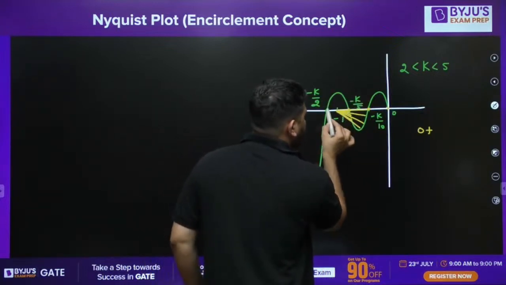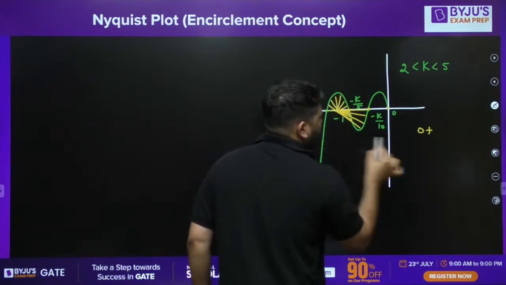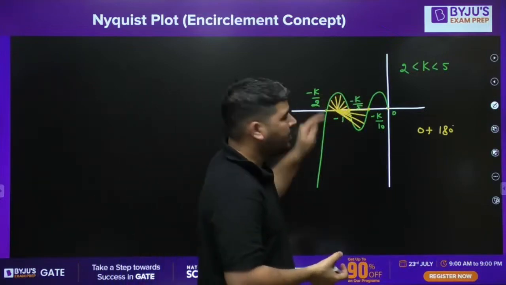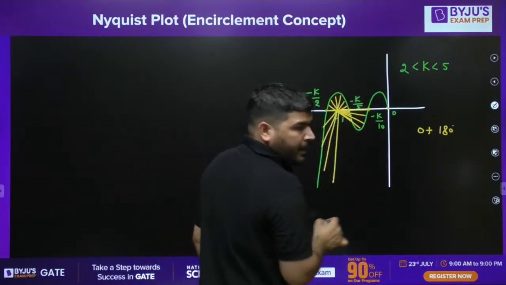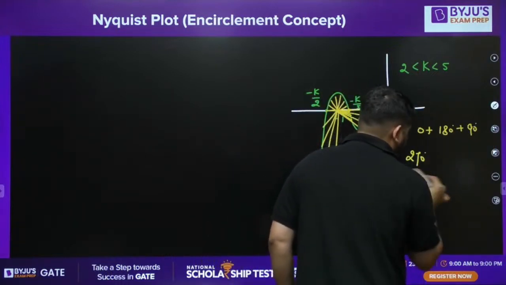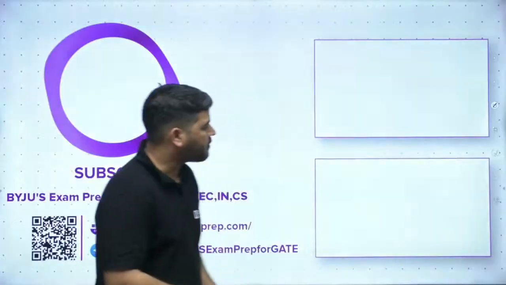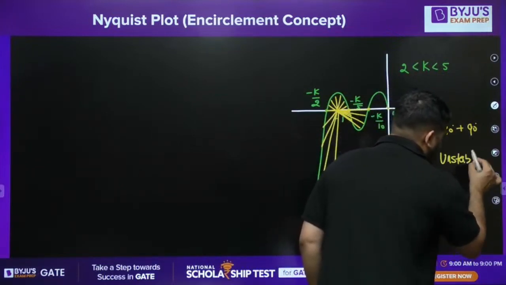Now from this point to this point, net angle traverse is anti-clockwise and it is 180 degree. I hope it is clear. And then you are going down again, so further 90 degree. So again it is 270. And we have seen that if phi 1 1 is 270, it was unstable. So again it is unstable. Again in this range it is unstable.